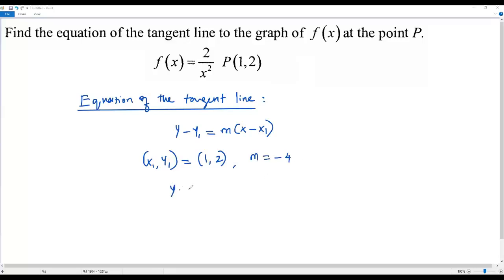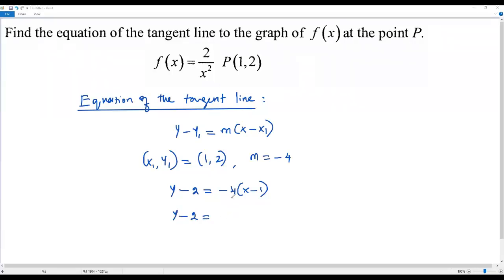So we get y minus, for y1, we plug in the y coordinate of the given point, which is 2, and for m we have -4, and x minus the value of x1, the x coordinate of the given point, which is just 1. We can leave this as the answer for the equation of the tangent line to the graph of f of x. Otherwise, we can convert this equation to slope intercept form, that is y equals mx plus b.